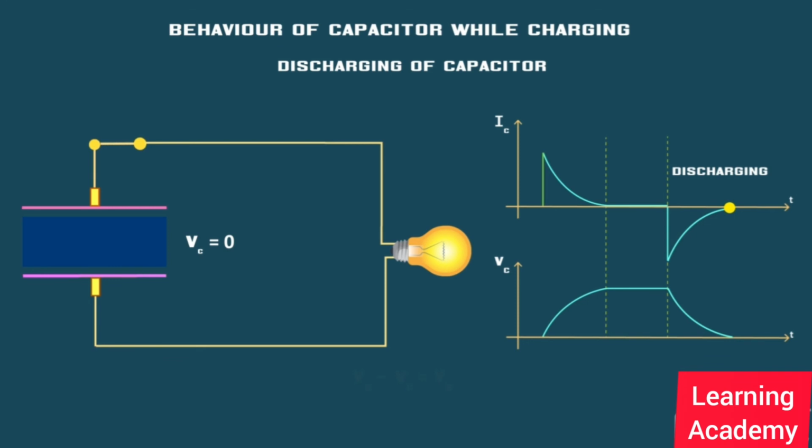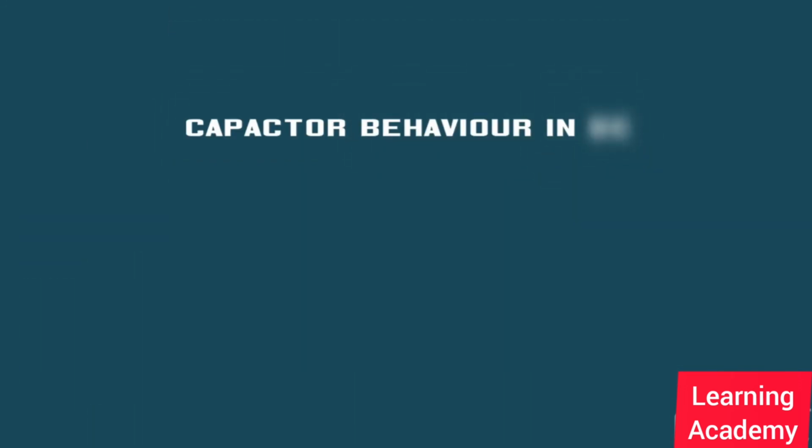Thus, during discharging time, the capacitor acts as a voltage source. The time taken for the capacitor to completely discharge is called the discharging time of the capacitor. In this video, we have discussed how a capacitor behaves in DC.